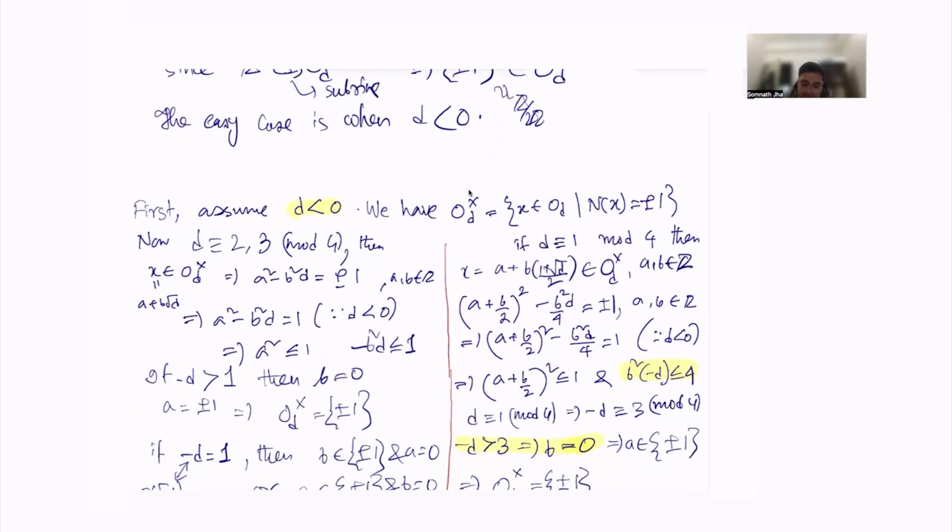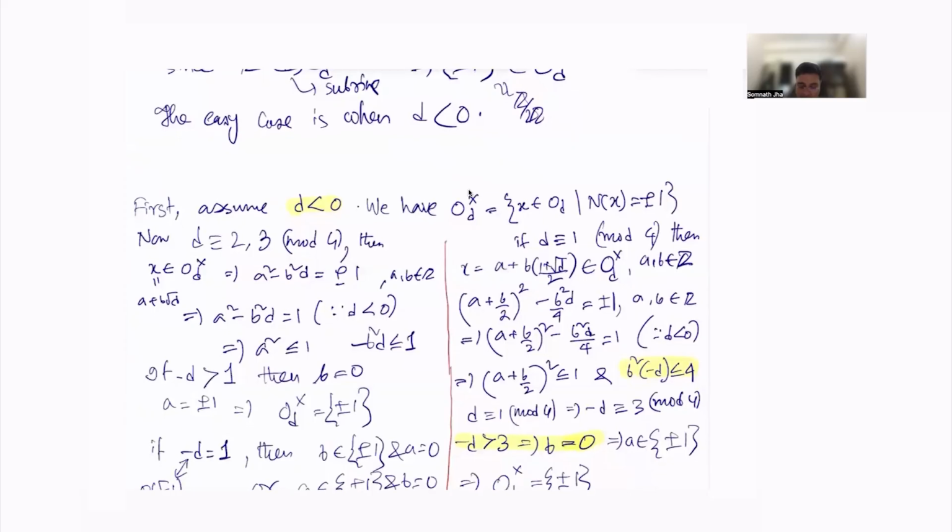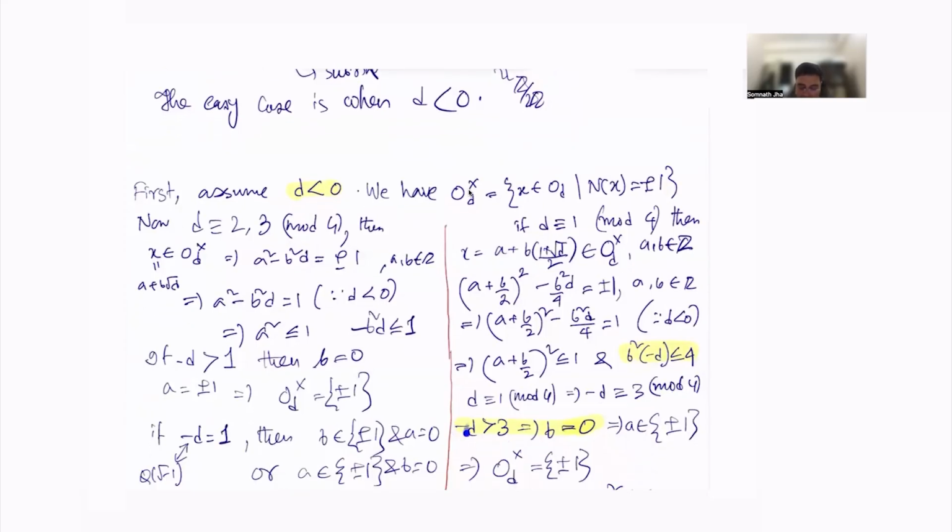And we are in the situation d is 1 mod 4. Remember, d is 1 mod 4 implies minus d is positive and minus d is 3 mod 4. So if minus d is greater than 3, and it is 3 mod 4, the next one has to be like 7, right? So minus d can be 7. Then this will be more than 4, so that's not possible. So b has to be equal to 0. B is an integer, so b square has to be 0, so b is equal to 0.